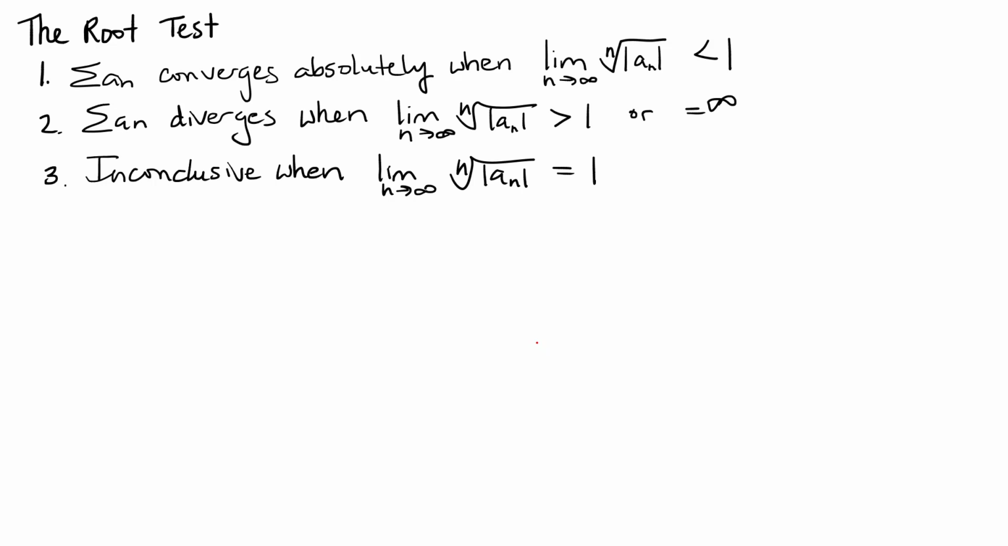In this video, we're going to talk about the root test. This is a test for convergence of series. It says if we have a series of a sub n, it's going to converge absolutely if the limit as n goes to infinity of the nth root of the absolute value of the nth term is less than 1. It'll diverge when that limit is greater than 1 or equal to infinity, and it'll be inconclusive when the limit is actually equal to 1.